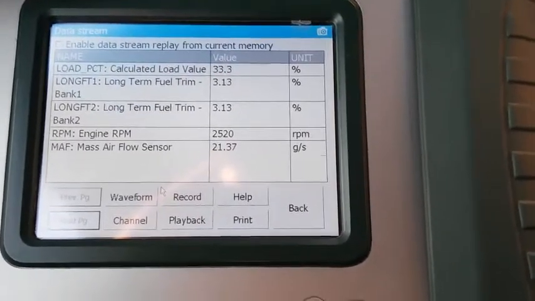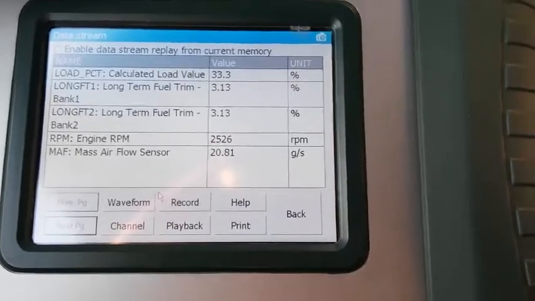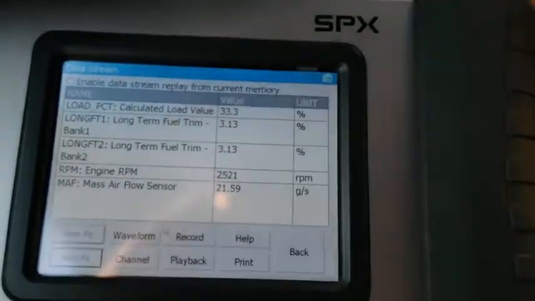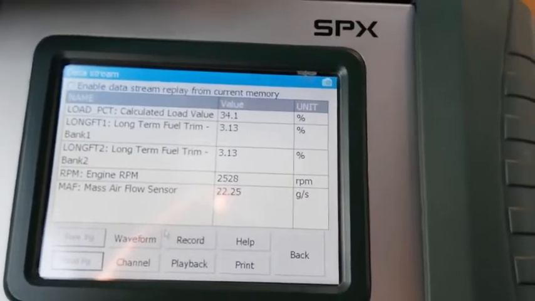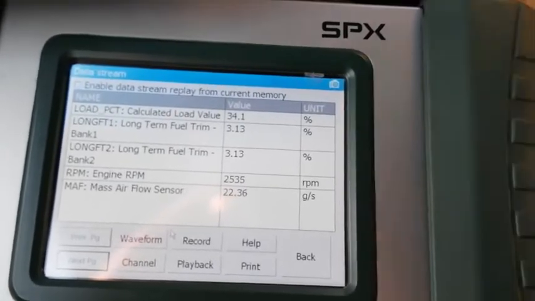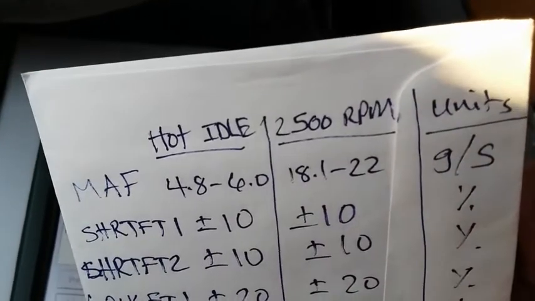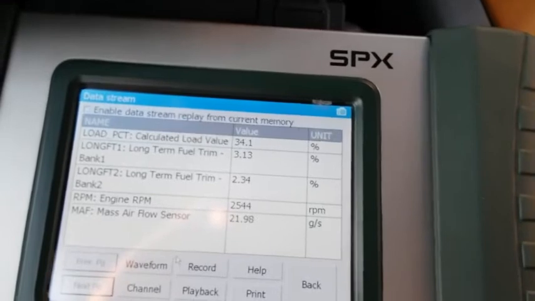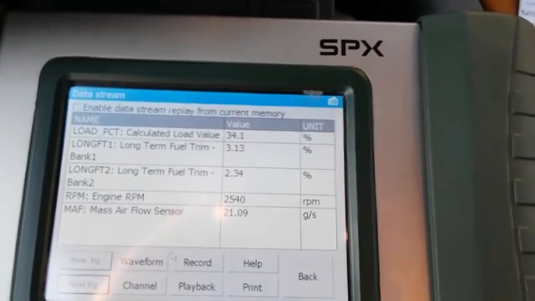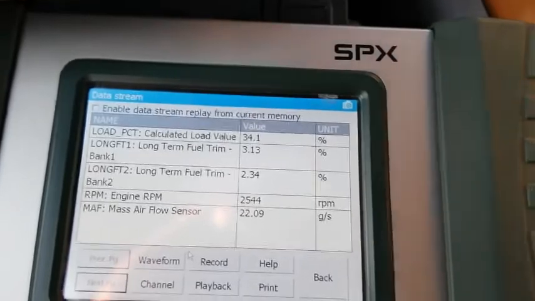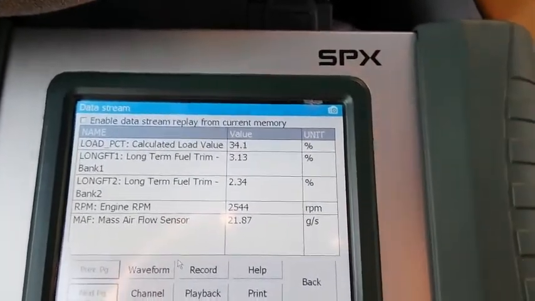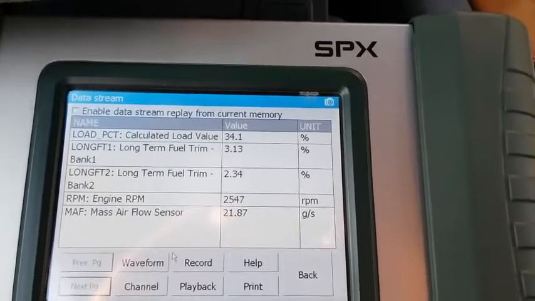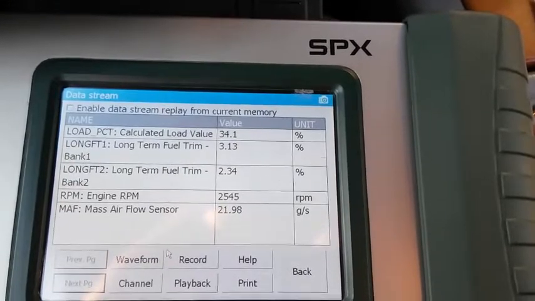Alright, so at 2500 RPM, our load percentage is at 33.3. Spec shows between 20 and 27. Our mass airflow sensor at 2500 shows 22.09. Our spec at 2500 is between 18.1 and 22 grams per second, which is within spec. For our load, the load percentage is a little bit high. Our long-term fuel trims are within spec, which is good. But for some reason, I just felt a slight hesitation while driving the vehicle.